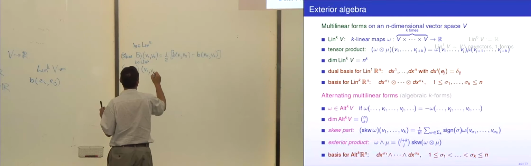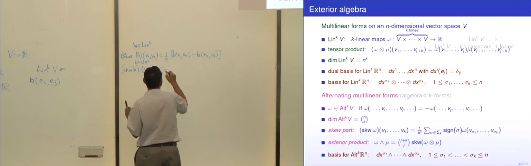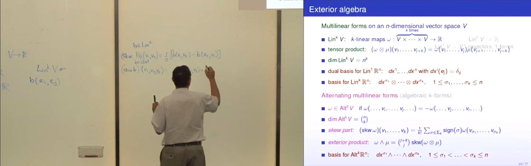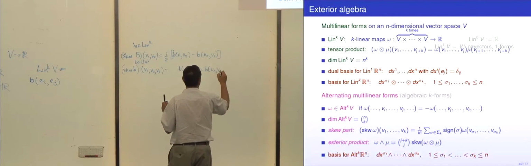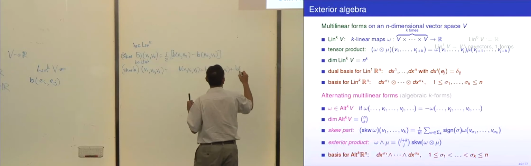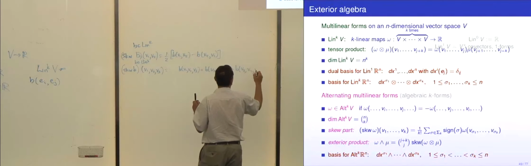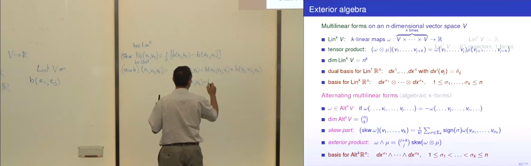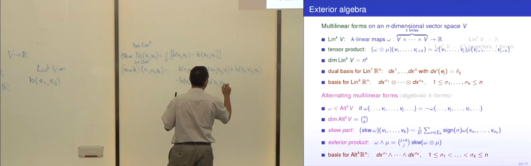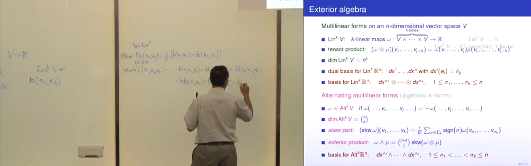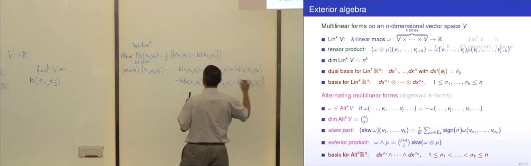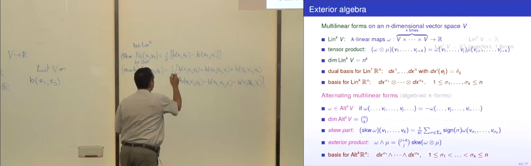And the skew part of a trilinear form applied to v_1, v_2, v_3, well, you'd have to take all 6 permutations. So you'd have B(v_1, v_2, v_3), and then (v_2, v_3, v_1), and (v_3, v_1, v_2), and then you'd have the other 3 combinations: B(v_2, v_1, v_3) with a minus sign, B(v_3, v_2, v_1) with a minus sign, B(v_1, v_3, v_2) with a minus sign, and you take 1/6 of that to make it sort of an average.